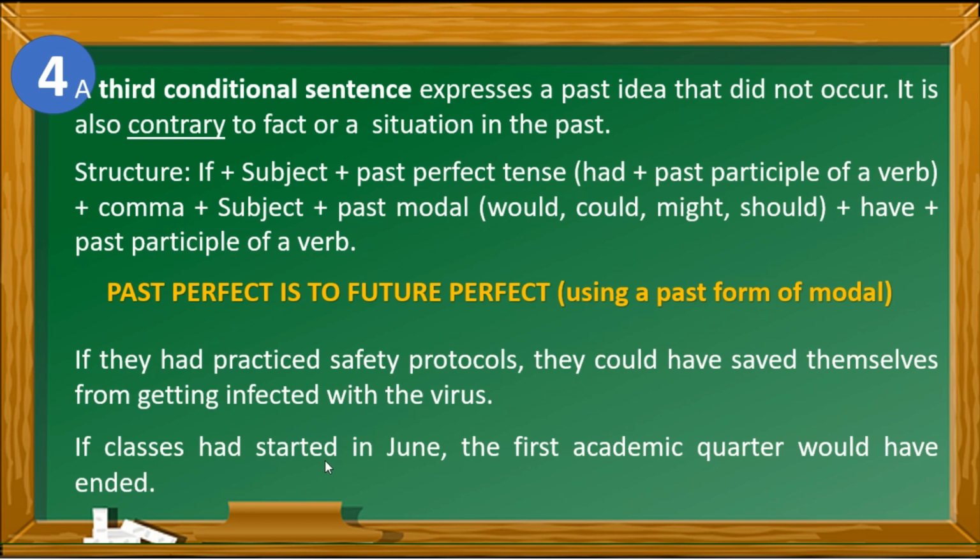Another, if classes had started in June, the first academic quarter would have ended. Had started, past perfect, that one. And would have ended, that one. So, what is the real situation in the past? That classes actually started last October 5 and not in June. So note that a third conditional sentence is also called past conditional.